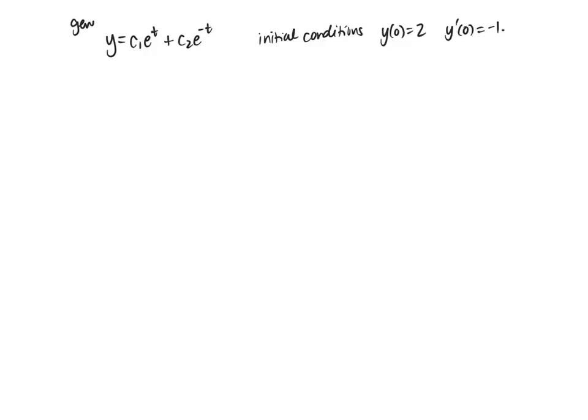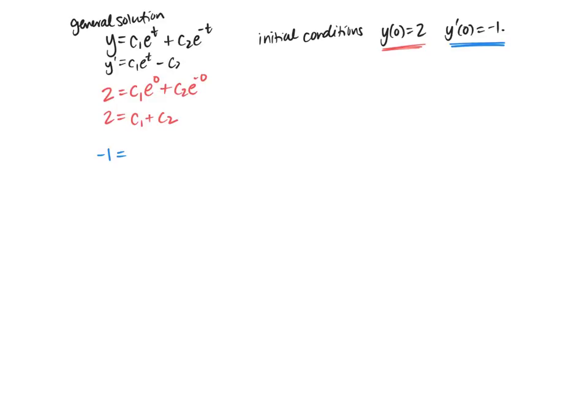And so this is our general solution. So I claim that using this first initial condition here, I'm going to get 2 is equal to C1 e to the 0 plus C2 e to the negative 0. So 2 is equal to C1 plus C2. Using this initial condition, I'm going to get negative 1 is equal to, wait, what was y prime? C1 e to the t minus C2 e to the negative t.